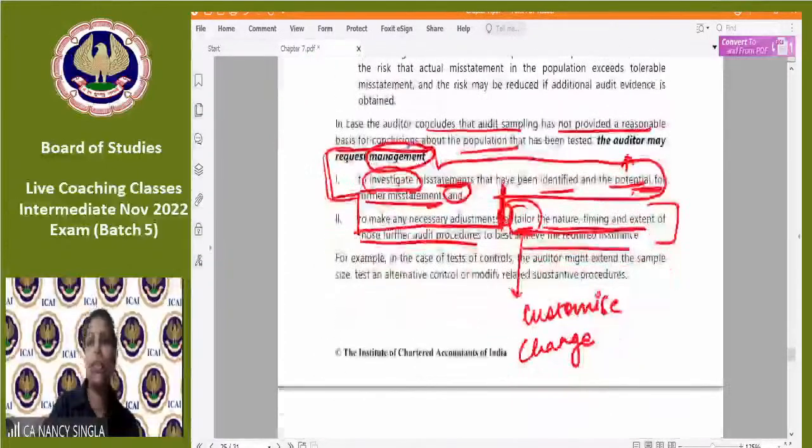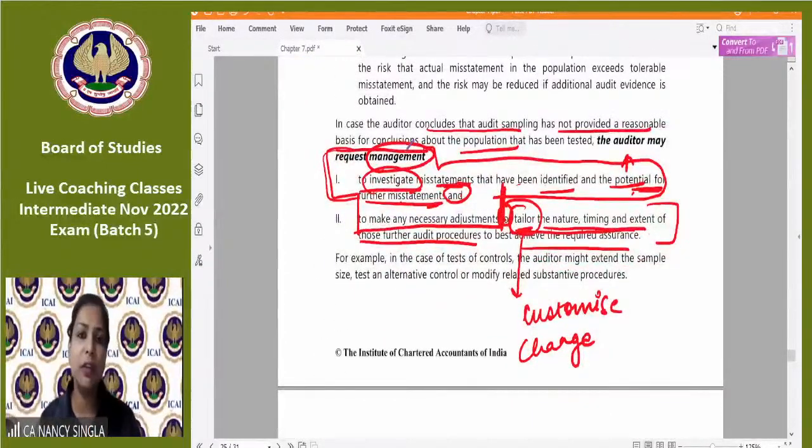अगर ऐसा कुछ होता है that auditor feels that भाई sampling is not giving me good results, तो क्या करना है? दो बातें करनी हैं. Management को बोलो, request management की management देखो, investigate misstatements that have been identified and management see the potential for further misstatement, because मैंने तो sample checking किया है ना. अब since you have prepared financial statement, you also see ना what can be the potential misstatement and please take necessary adjustments. And what I am as an auditor, what I'll do, I'll change the nature, timing and extent of my audit procedure, I'll extend my checking. Clear?